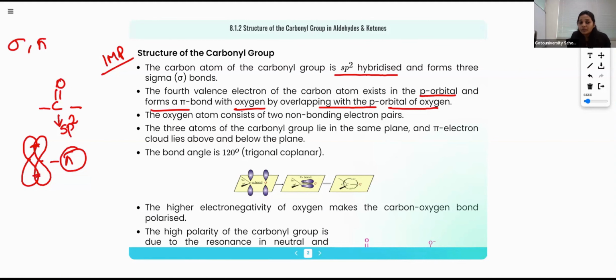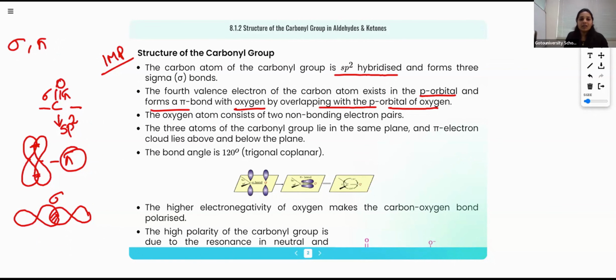Then what is a sigma bond? This is end-on overlapping like this. This is a sigma bond. Got it? So here the p orbital of the carbon atom will overlap with the p orbital of the oxygen atom. It will be like this, sidewise overlapping. That's why one bond is a pi bond and the other bond is a sigma bond.